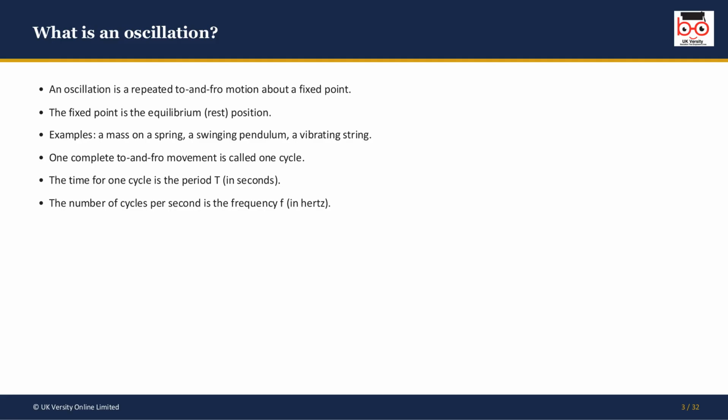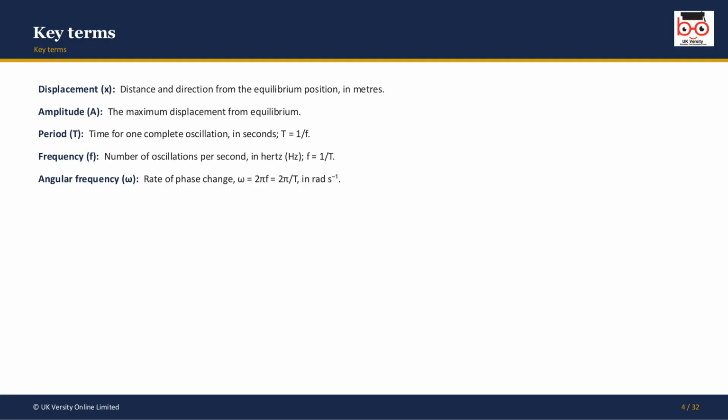It's any repeated to and fro motion about a fixed point, and that fixed point is the equilibrium, or rest, position. Think of a mass bobbing on a spring, a pendulum swinging, or a guitar string vibrating. One complete there and back movement is called a cycle. The time for one cycle is the period, in seconds, and the number of cycles every second is the frequency, in hertz. Let's line up the vocabulary we'll use.